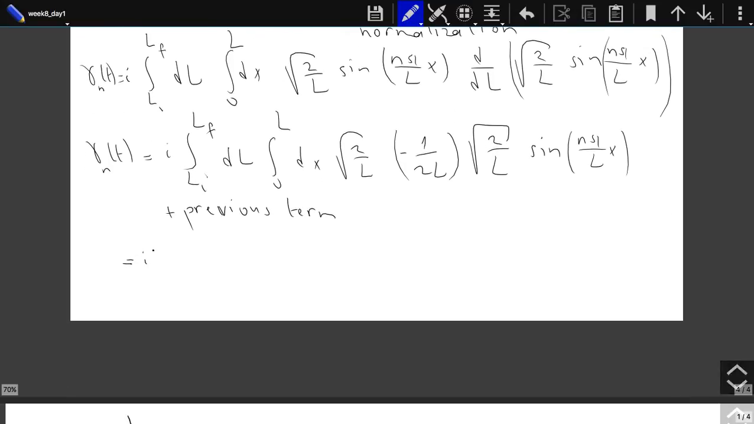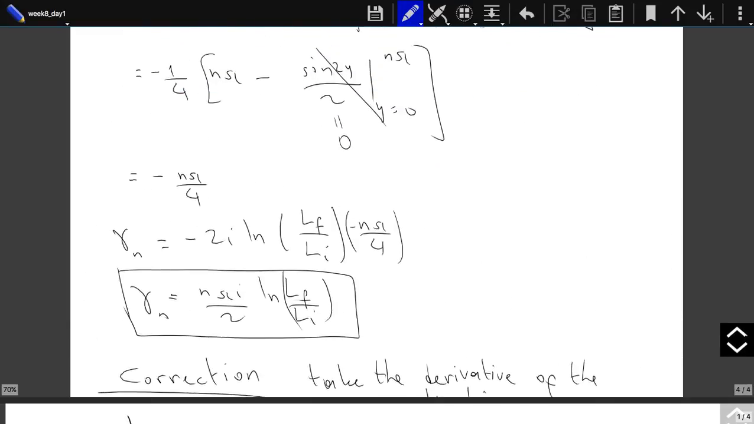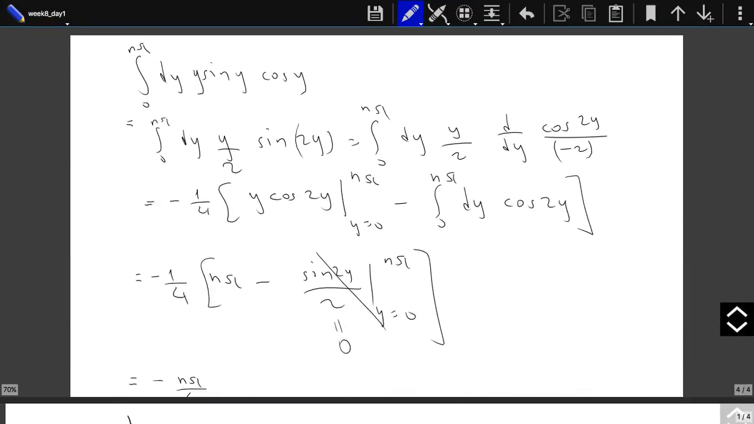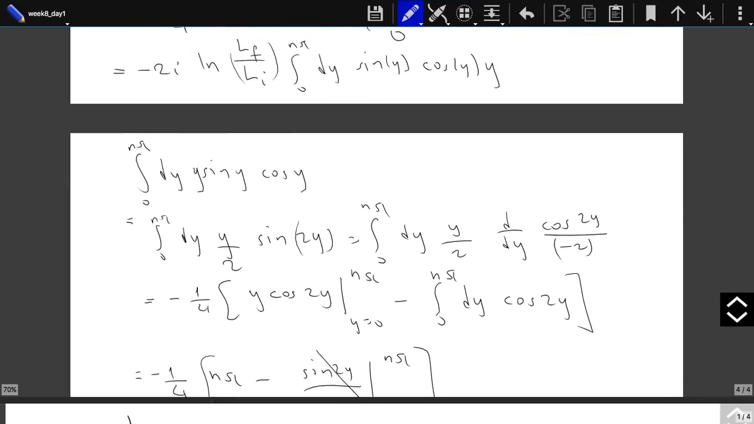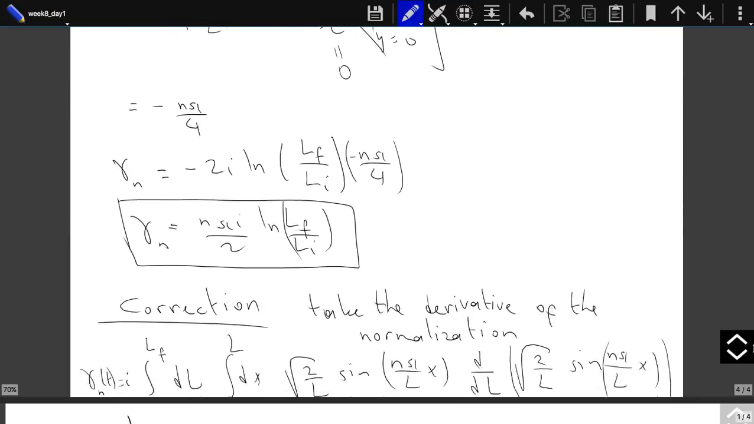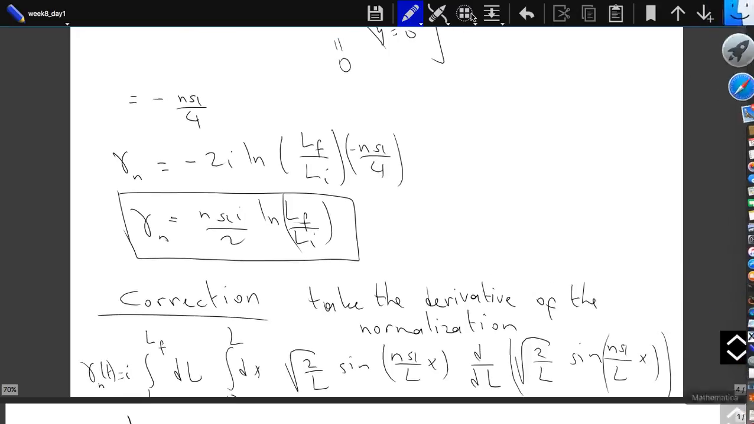Now this is kind of easy to evaluate. This is the integral from L initial to L final dL of, if I take out this 1 over 2L, what remains, okay, here I also have a sine n pi x, what remains is nothing but the normalization integral, which is just 1. The previous term, let's see, we had evaluated it here.